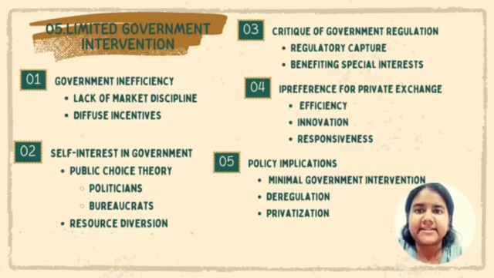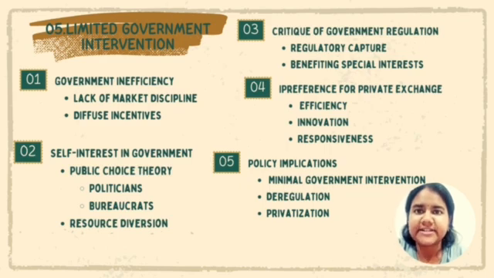Given its skepticism of government, the Chicago School advocates minimal government intervention, where the government's role should be limited to enforcing property rights, maintaining law and order, and ensuring a stable monetary system. Deregulation is where eliminating unnecessary regulations allows markets to function more freely and efficiently.